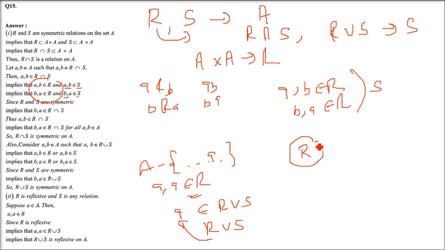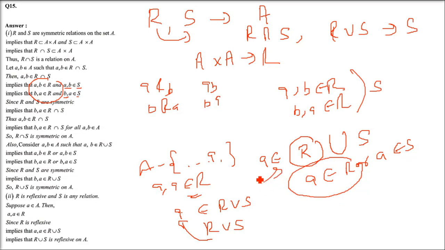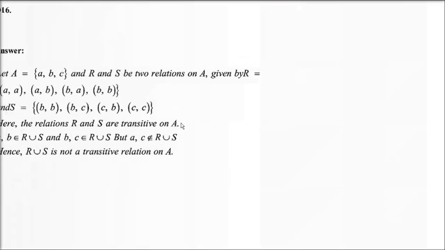I am just saying R is reflexive. If we have any element in R, even if you take the union of R with any relation, not just S, A comma A will always belong to R union S. That means A comma A belongs to R union S, so R union S is reflexive on A.